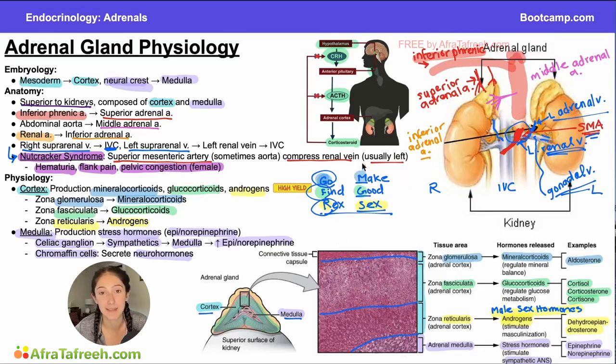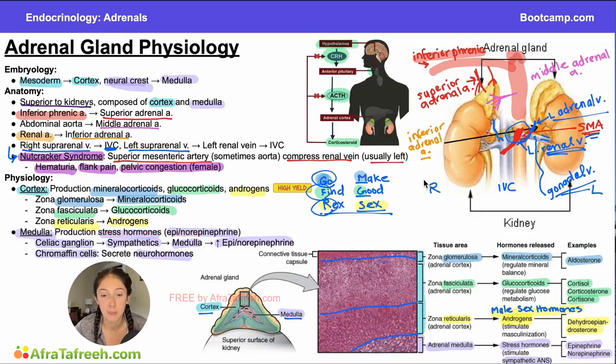Now, how would they ask you about this on a board style question? Well, something they might ask you is, a 26-year-old woman presents to her PCP for increased swelling of her labia. The patient is not sexually active. She also endorses worsening lower back pain for the past week, worse on the left. Ultrasound reveals compression of the left renal vein. What structure is most likely causing this compression?